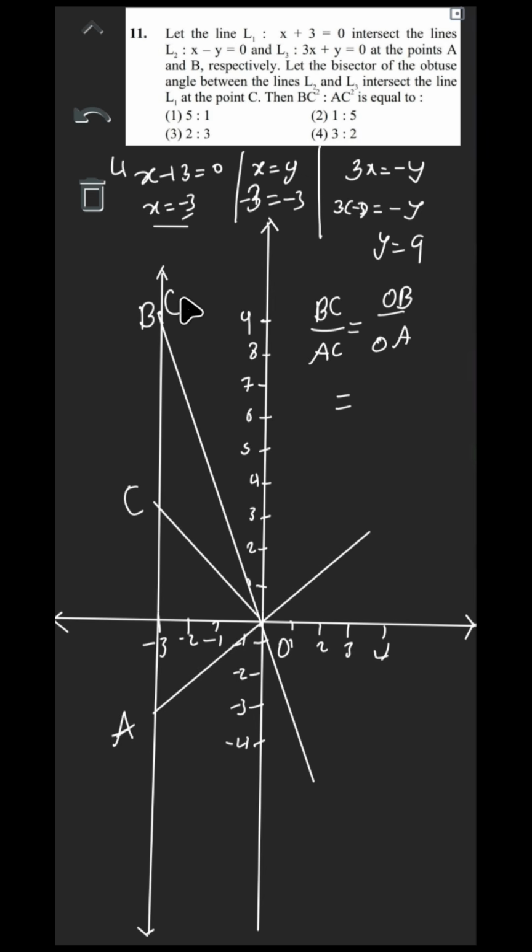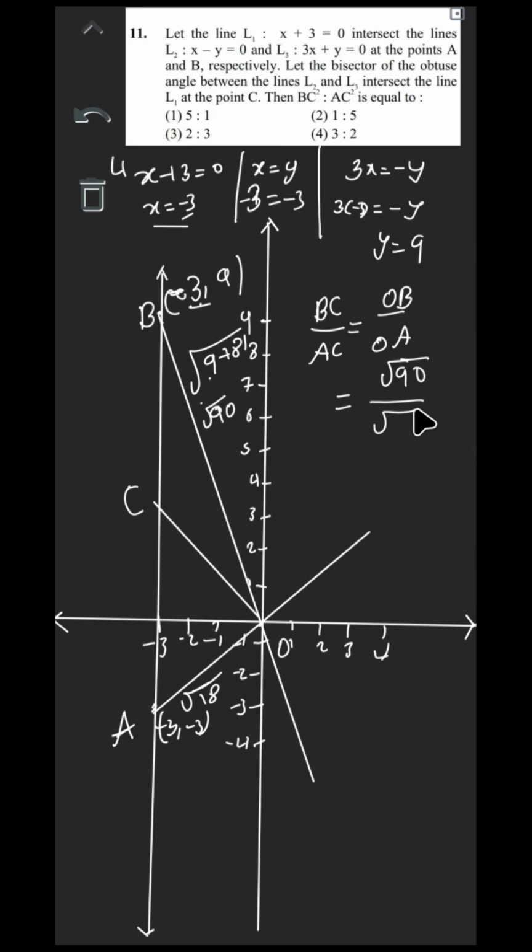The B point is, if I take minus 3, I will get 9. So minus 3 comma 9. The distance OB is root of 9 square plus 3 square, that is, root 90. Next, again A point, minus 3 comma minus 3. So the distance is root 18. So OB by OA means root 90 by root 18. It will cancel to root 5 times root 5 by 1. But we need BC square by AC square, that is equal to 5 by 1.